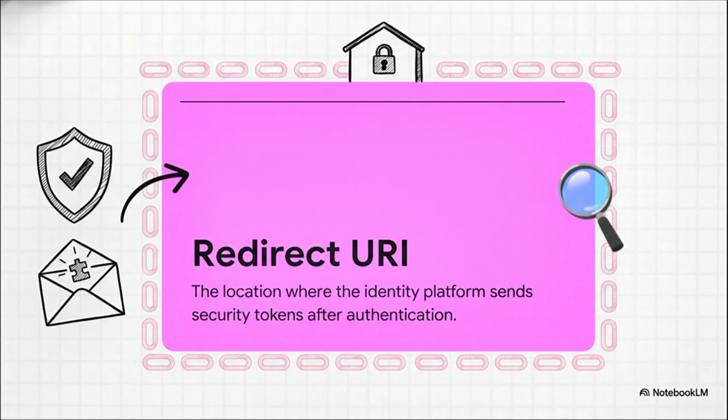When you log into the app, the identity platform needs a totally safe place to send that confirmation, that little security token that says, yep, this person is who they say they are. It won't just send that sensitive info anywhere. It's only going to send it to this pre-approved verified address. That's how you stop it from getting snatched in transit.